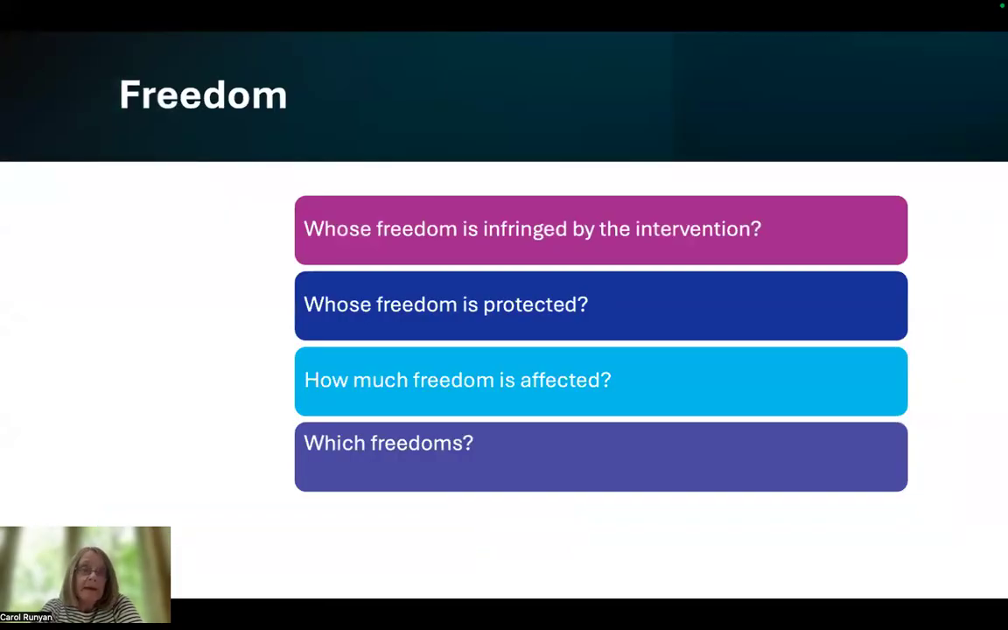With many public health issues, freedom comes into play. And you have to think about whose freedom might be infringed by the intervention, whose freedom is protected, how much, and what type of freedom, which freedoms are affected. I mean, we're a freedom-loving country. We were built on the foundation of freedom from royal rule when we started the revolution 250 years ago. But it's not as simple as it sometimes looks, because sometimes restricting one person's freedom allows freedom for others.